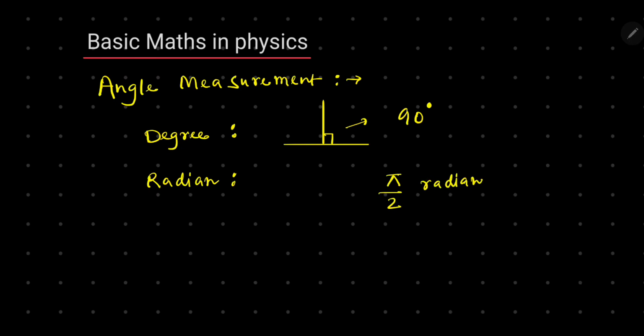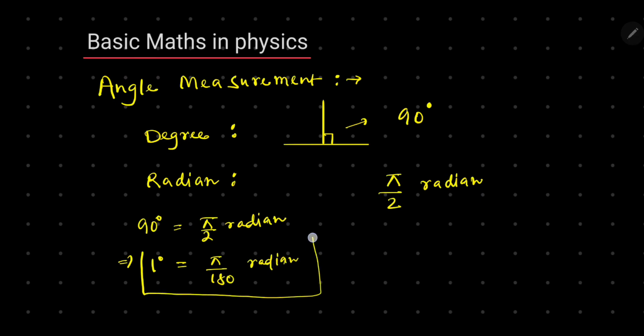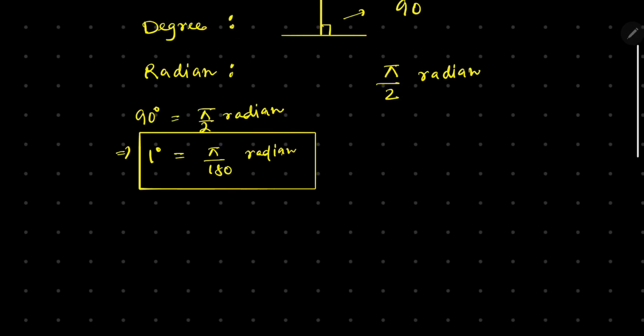As we can see, both societies are describing the same thing, not different things, so they must be equal to each other. The thing is the same and only the name is different. So we must say that 90 degree is equal to pi by 2 radian. From here I can say that 1 degree is equal to pi by 180 radian. Great, so we got a conversion factor between radian and degree. From now onwards we will use this to convert degree to radian and radian to degree.